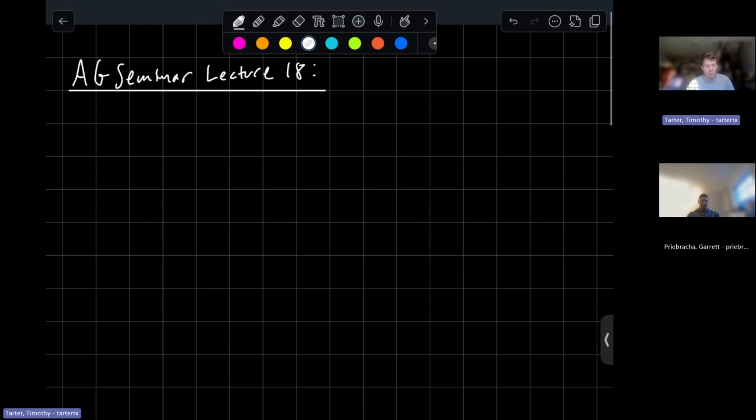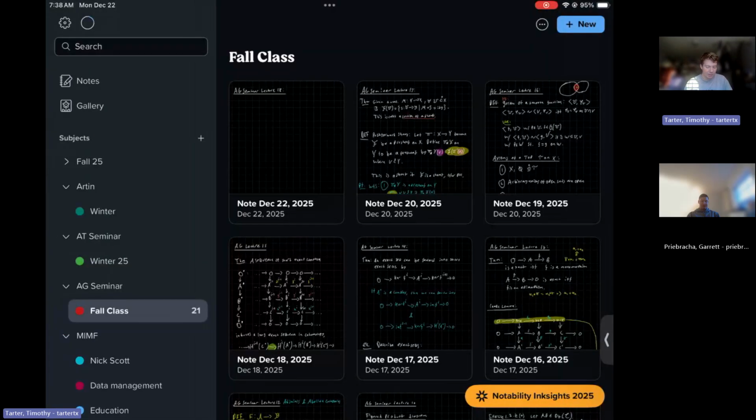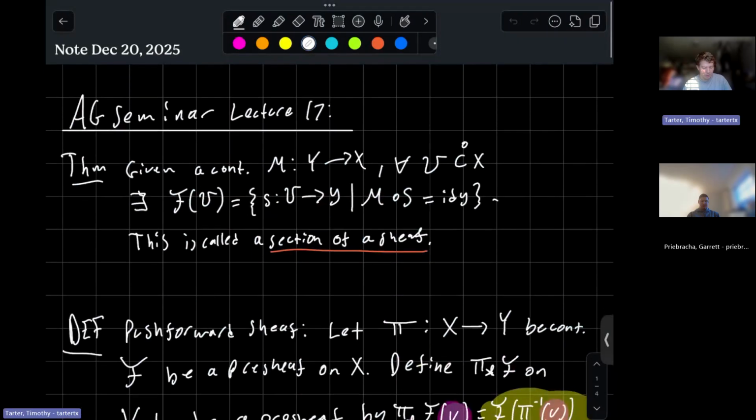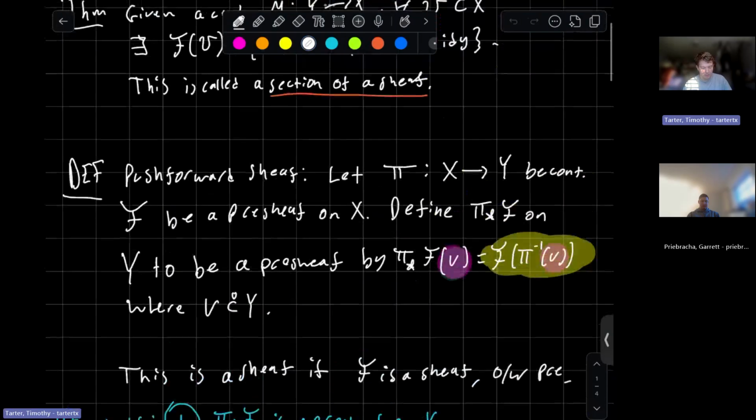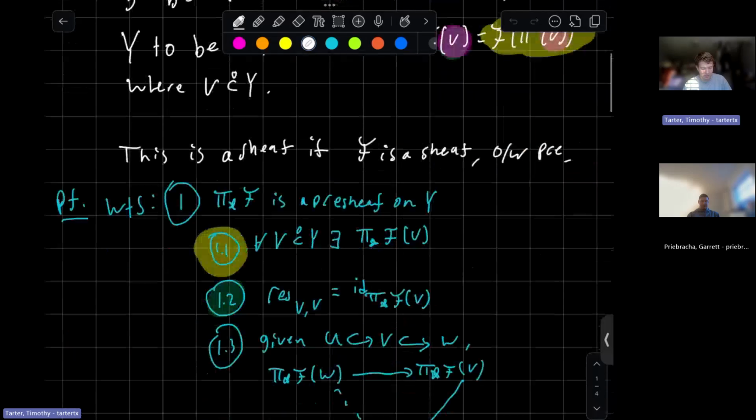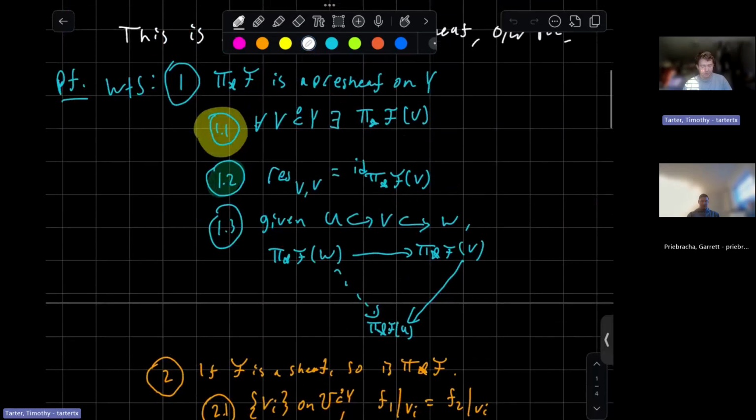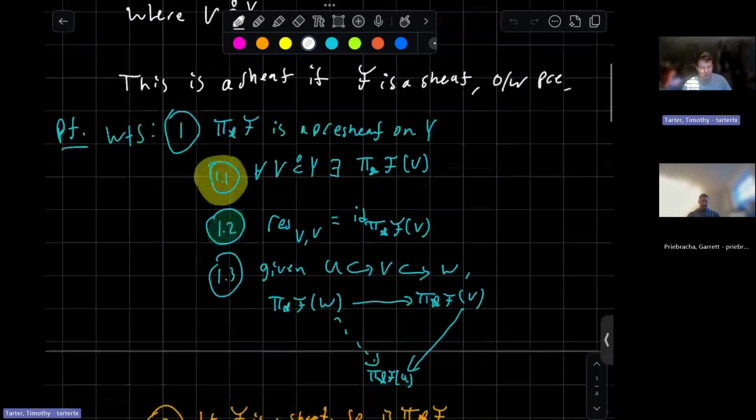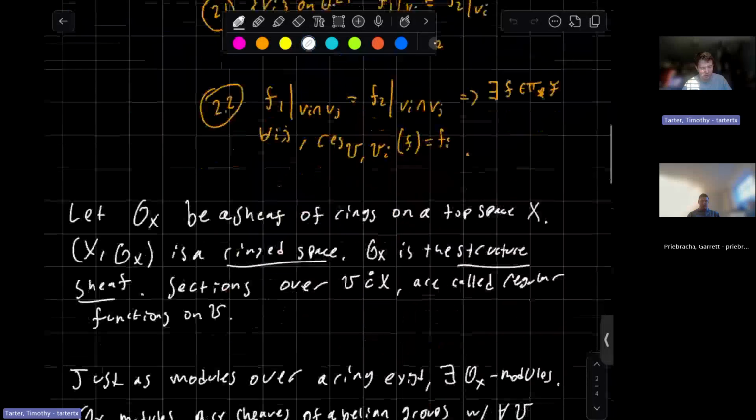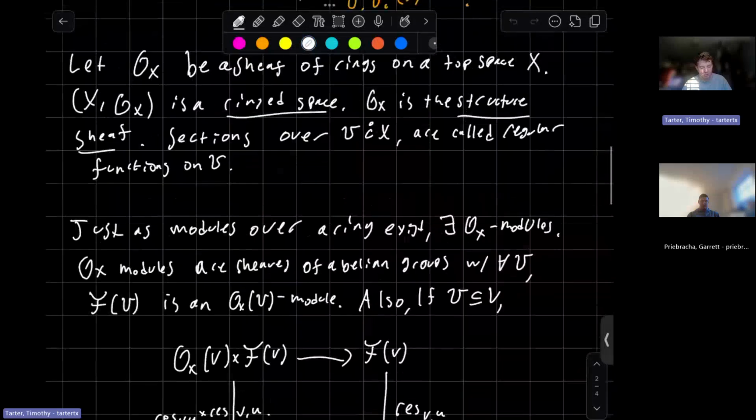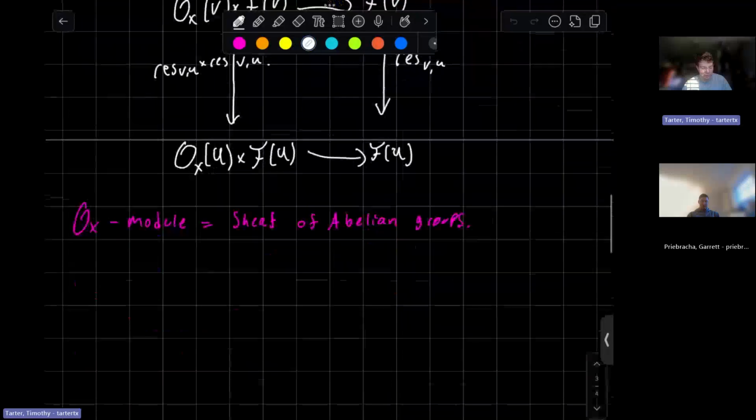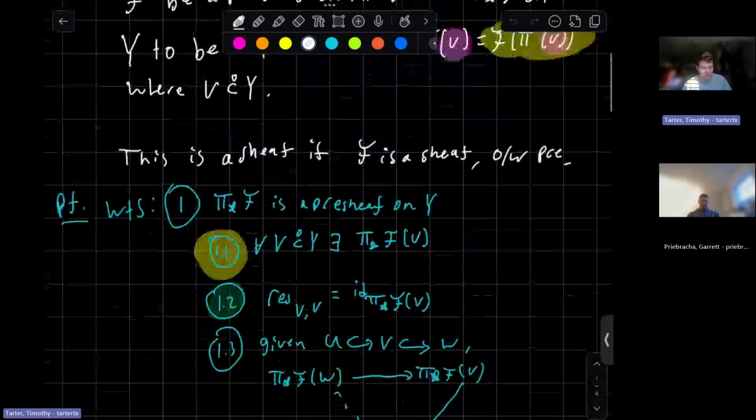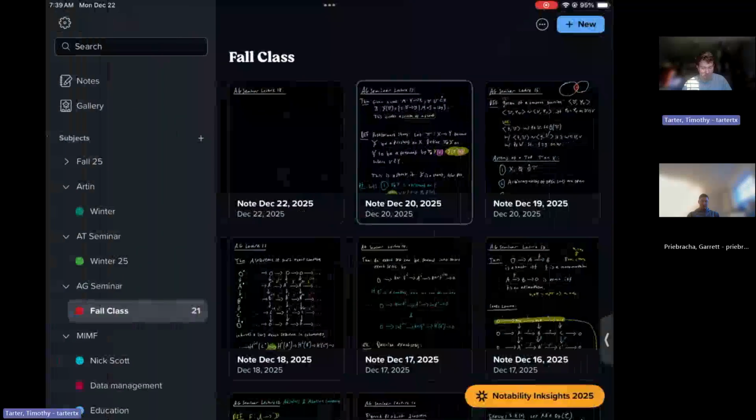The last lecture didn't record right, so I wasn't able to upload it. But we introduced the notion of sheaves and pre-sheaves, and we talked about the push forward sheaf. We finished a proof from last time. Then we defined formal sheaves, the structure sheaf, ringed spaces, and that was it.